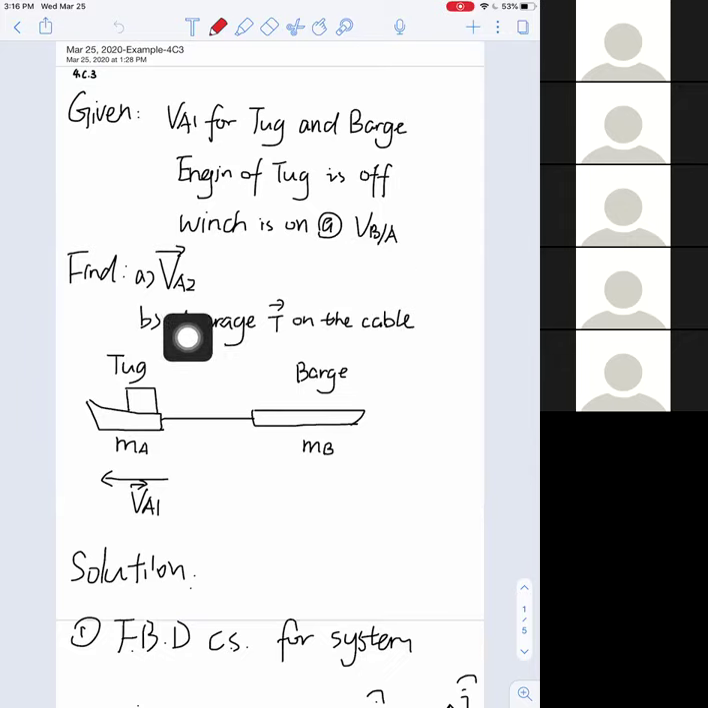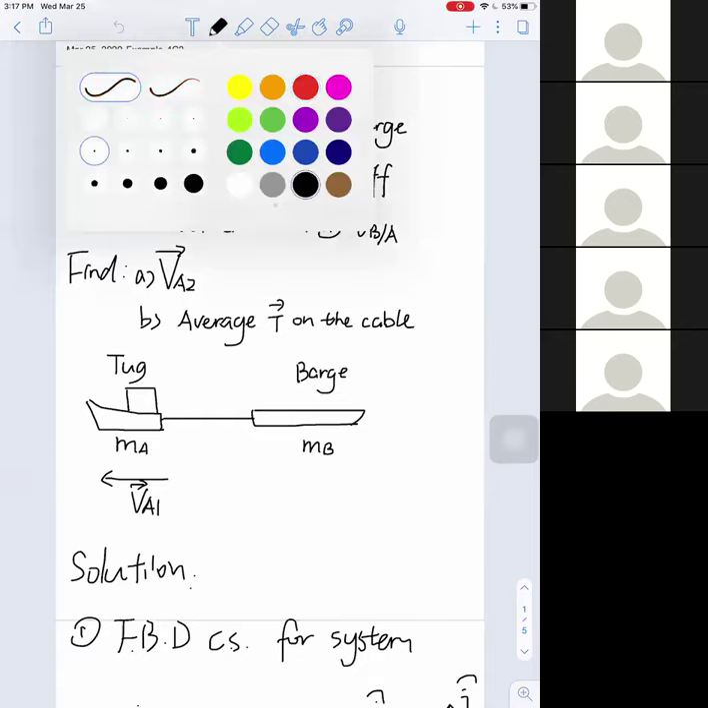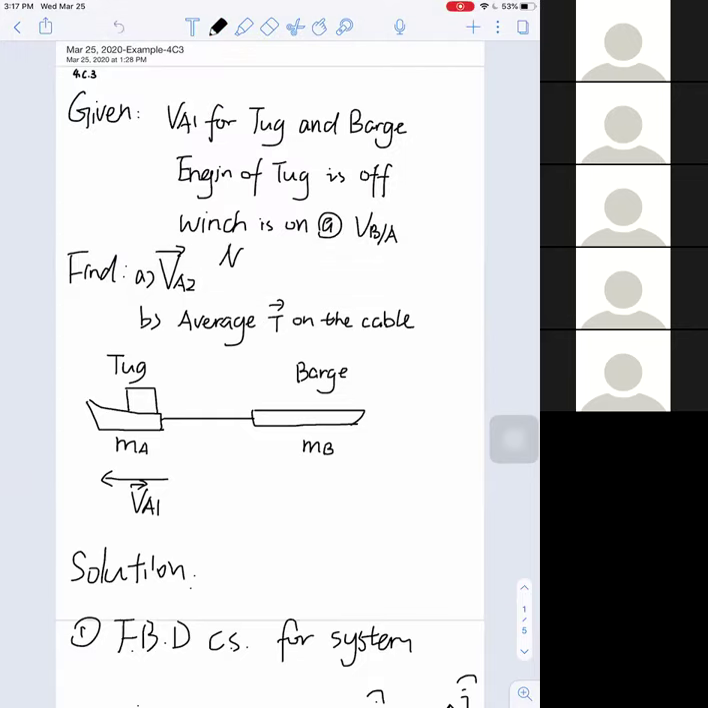We want to find out what the velocity of the tug is once the engine is shut off. The second part we're trying to find is the average tension in the cable between these two boats. Okay, so this sets up the problem of force state 3. Are we assuming that there's no friction from the water? Yes. There's no friction, no resistance from the water.